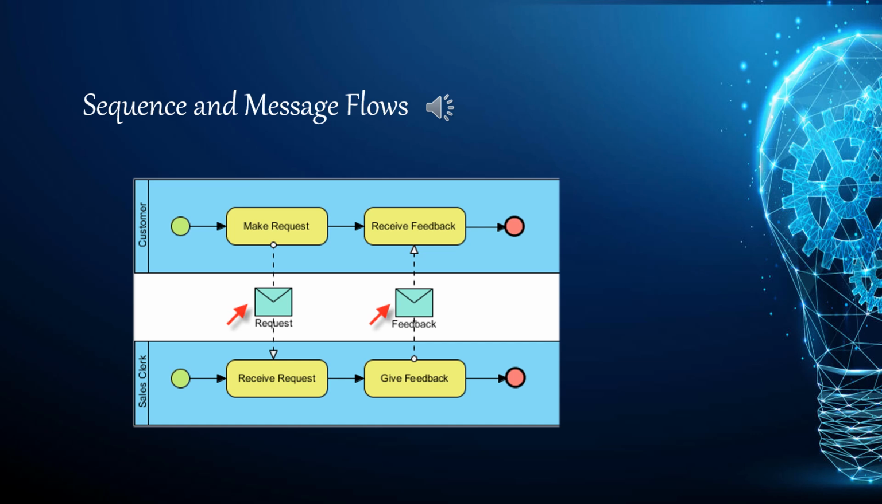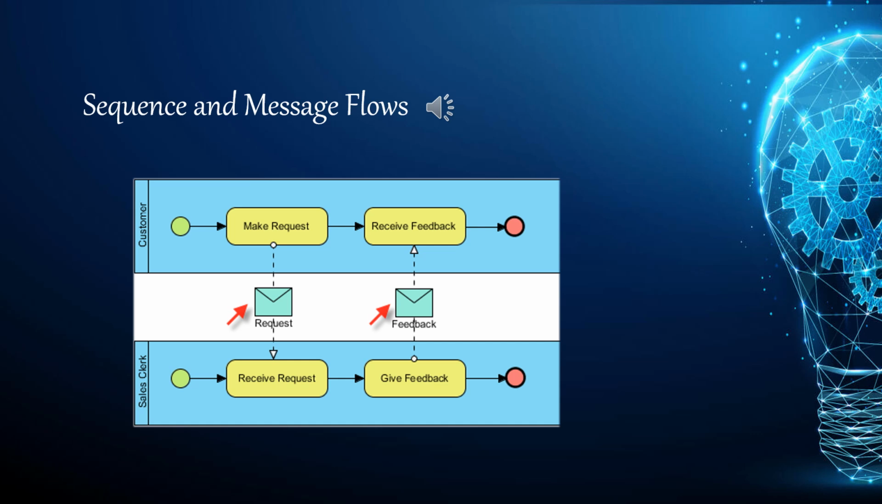Firstly, sequence flows. They are used to connect flow elements within the same pool. They are represented by a solid line with an arrow indicating the direction of flow. They define the order in which activities are executed within a process. They do not cross the pool boundaries.